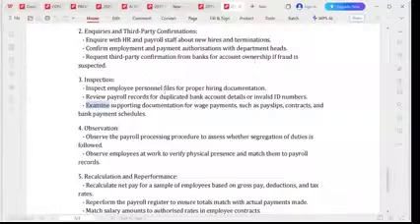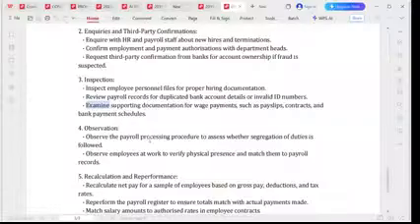Inspection: inspect employee personnel files for proper hiring. Inspection, you look at documents. Review payroll records for duplicated bank account details or invalid ID numbers. So get, on a sample basis, a few ID cards from employees. Of course, you talk to management to give you the ID cards. Examine supporting documentation for wage payment, such as payslips, contracts, and bank payment schedules.